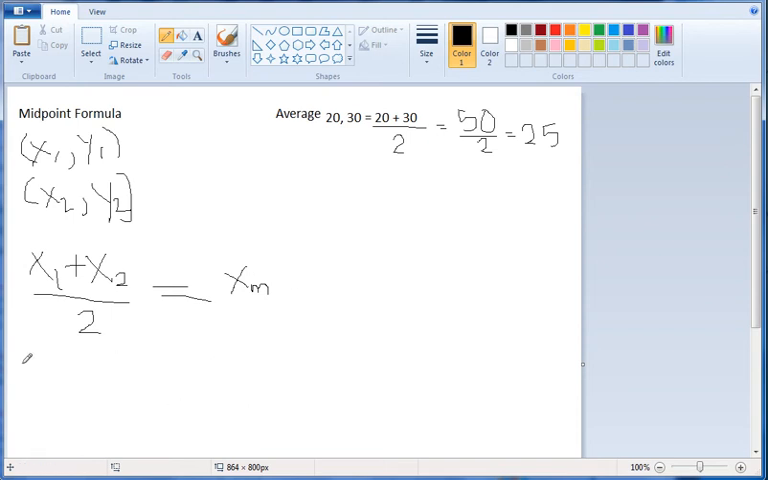Same thing with the y. You're going to take the average of your two y's. We're going to be using numbers here in a moment, so this hopefully will become a little bit clearer. But I'm going to take y1 plus y2 and divide it by the number of numbers. I have two numbers, so I'm going to divide it by 2. And that is going to eventually give us the ym, our midpoint y.